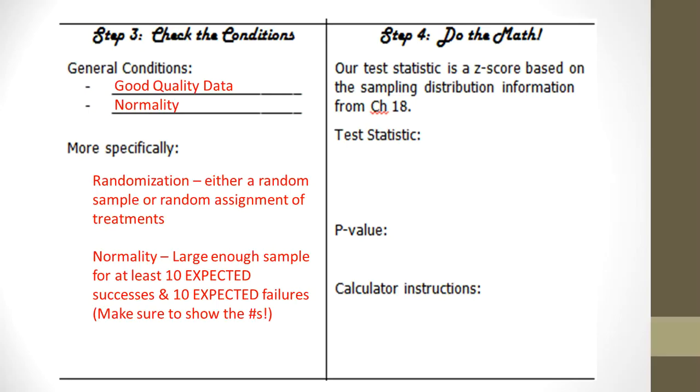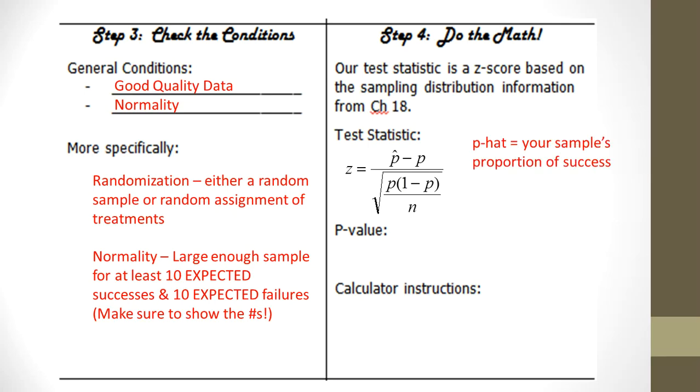Step number 4 is to do the math. As we saw on our globe toss, this is really just a z-score. The test statistic formula is z equals p hat minus p over the square root of p times 1 minus p over n. P hat is our sample's proportion of success. P is our true proportion for the entire population, and n is our sample size.